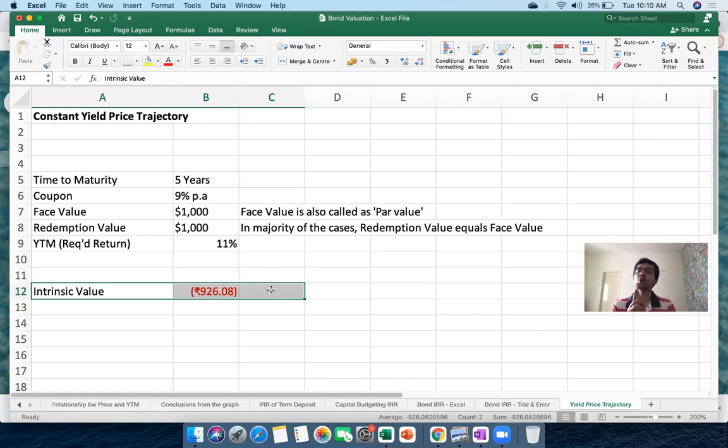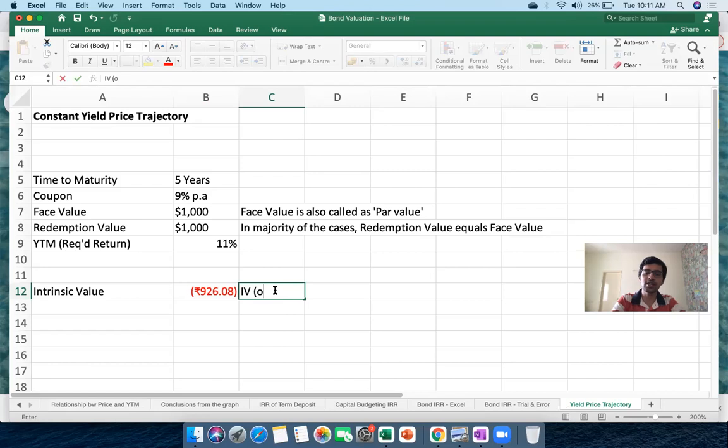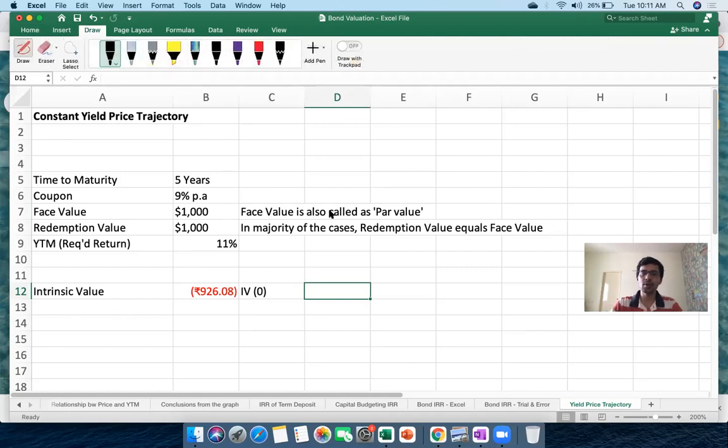Market price, remember, is always determined by demand and supply, which is also influenced by other factors. The other factors will not come into play in the long run, but in the short run, market forces will also include other factors which are not captured in the intrinsic value. Okay, so the intrinsic value is 926, and this intrinsic value is always denoted as IV0. Although I'm writing it in Excel like this, when we write it in an exam, we always denote it with 0 as a subscript.